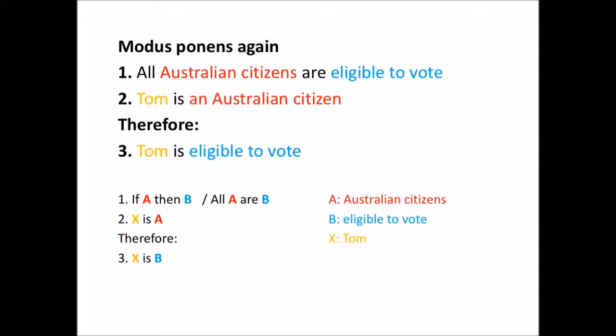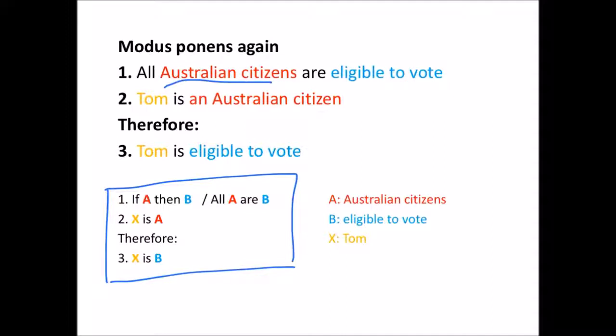The valid form modus ponens also comes in a generalized form, looking like this. Here's an example of it. All Australian citizens are eligible to vote. All A are B, or if someone is A, then they're B. And some particular individual is an Australian citizen, X is A, therefore that individual, Tom, is B. X is B, eligible to vote in this case.